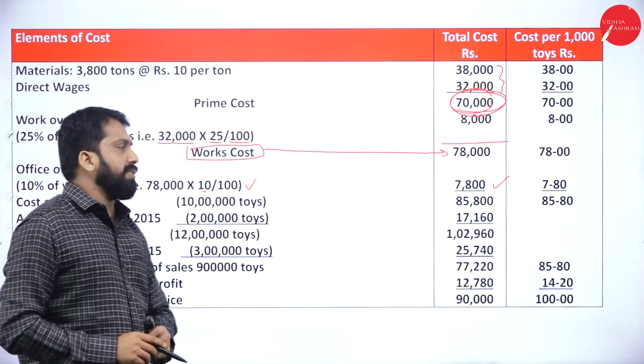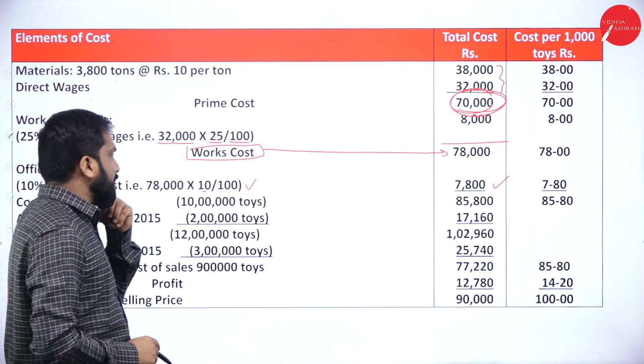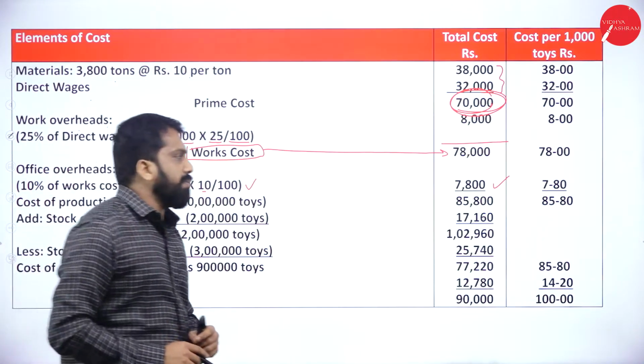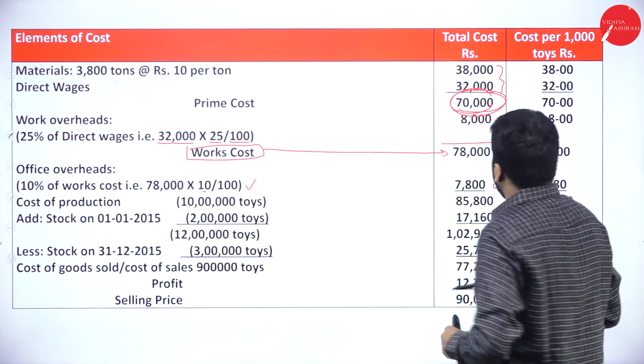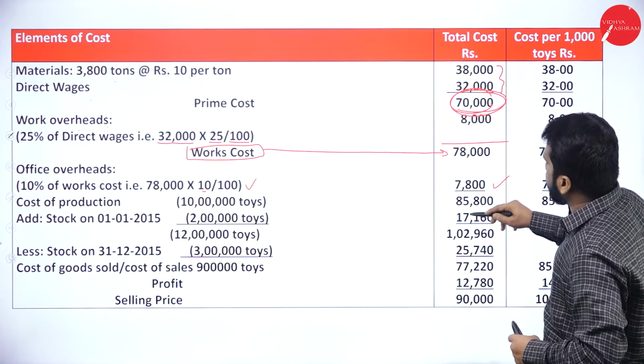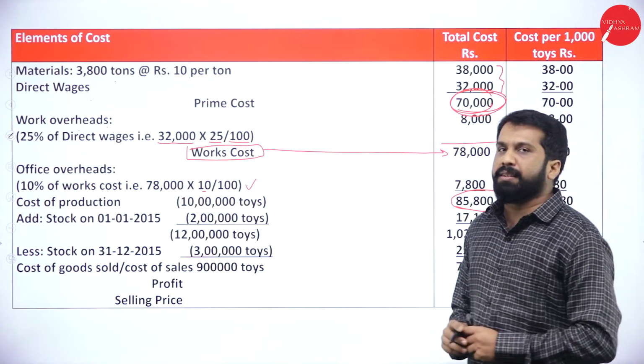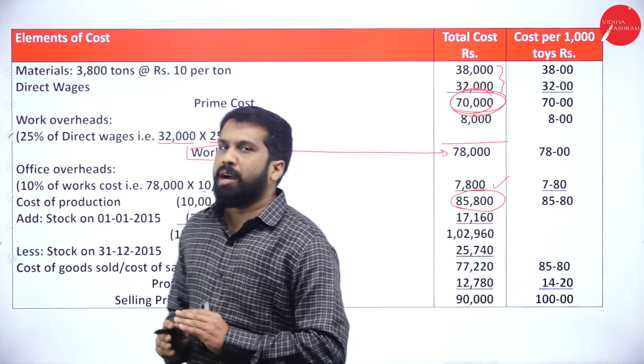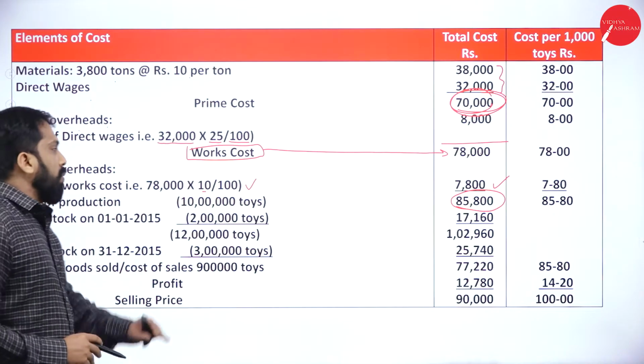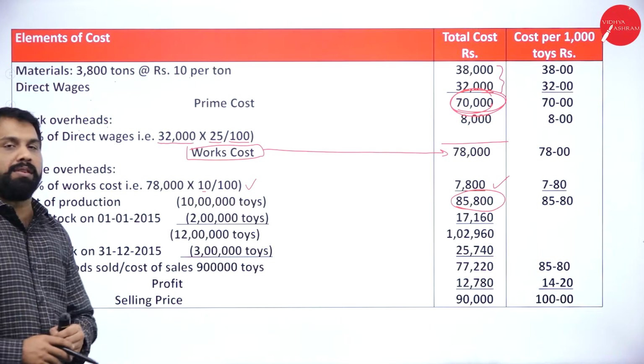Yes, it is very easy. 78,000 into 10 by 100. It will be 7,800. 78 plus 7,800. You got 85,800. Any doubt up to this? No doubt. Once you're done with this, what do you have to do?